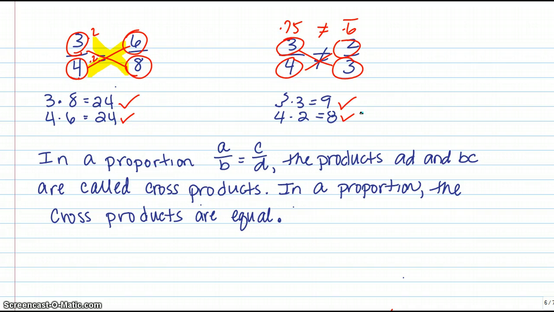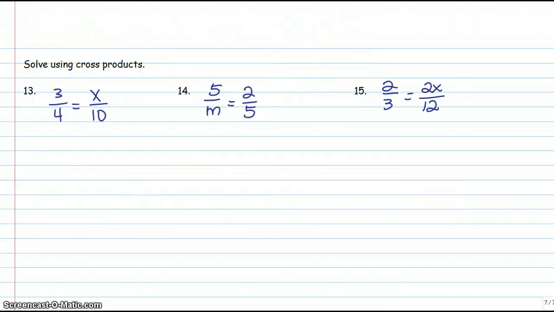They want us to conclude here that if your fractions are equal to each other, or in other words, we have a proportion, that you could cross-multiply the numbers, and they should give you the same thing. So it says in a proportion, A over B equals C over D. The products AD and BC are called cross products, and in a proportion they must be equal. So we're going to use that to solve proportions from here on out. So these last problems use cross products to solve.